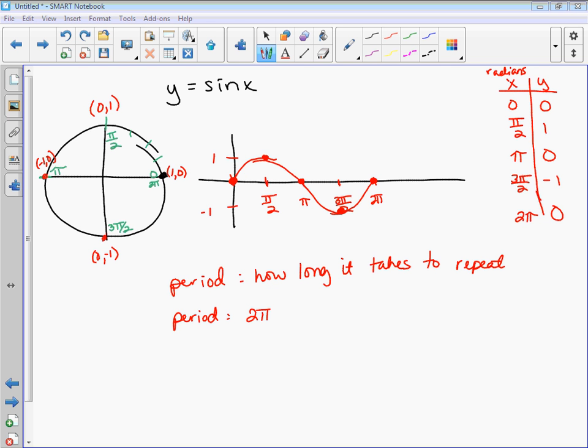So guys, let me take attendance before I forget, then we'll look at the cosine graph.